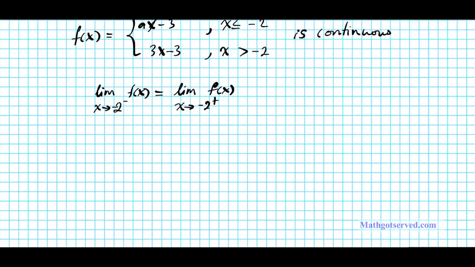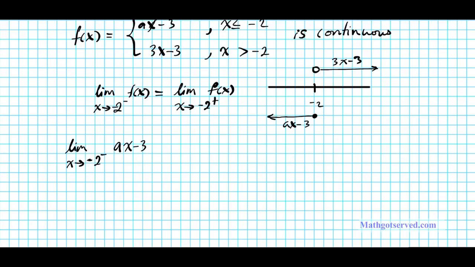So what we're going to do here is simply draw a number line so we can get our orientation together. We have two functions, one to the left and one to the right. So this is negative 2. To the right we have 3x minus 3. And to the left, including the point, which is the value of the function, we have ax minus 3. So the left-hand limit is the limit as x approaches negative 2 from the left of ax minus 3, and that has to equal the limit as x approaches negative 2 from the right of the right-hand function, which is 3x minus 3.